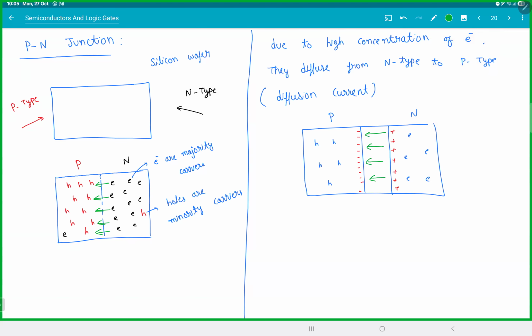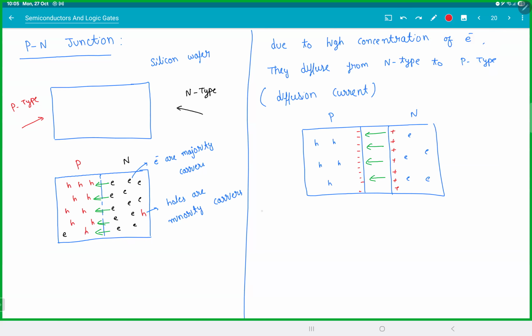So as more and more electrons jump, the electric field becomes stronger and stronger. At some point, the electric field is so strong that when the electron tries to jump, it will be pushed back again. Electron jumps, it will be pushed back again. So here, the induced charges are fighting with this diffusion current now.